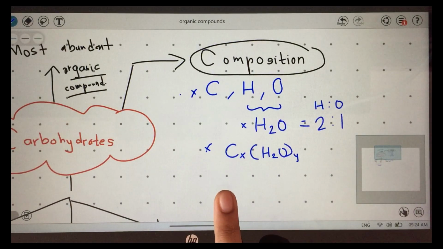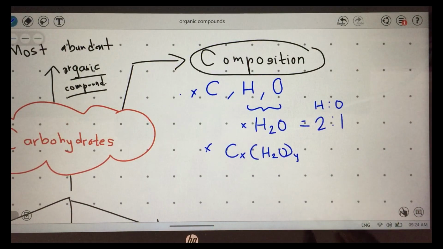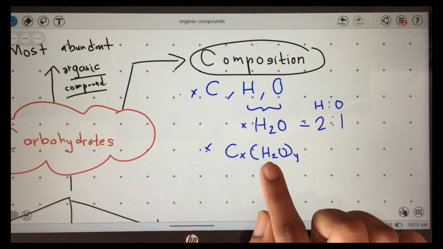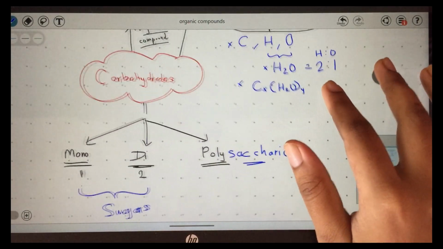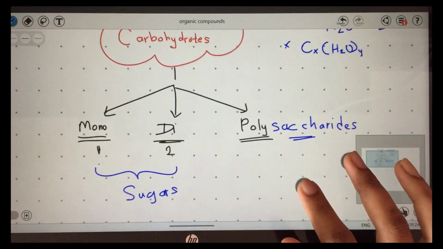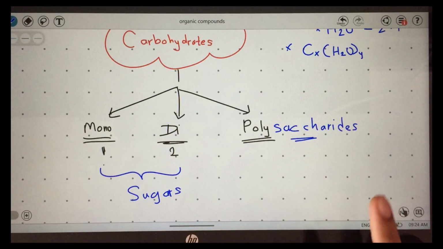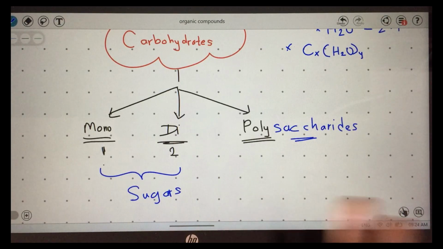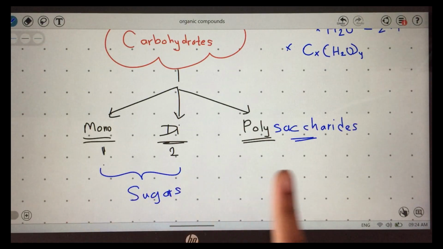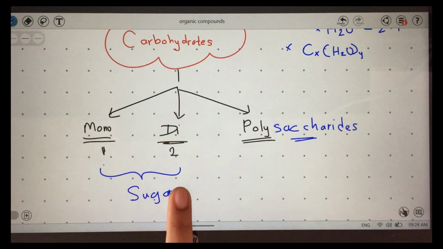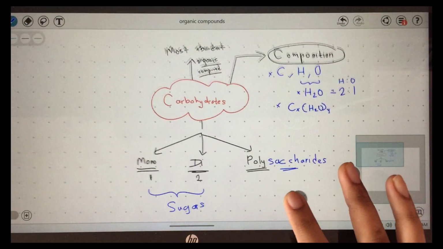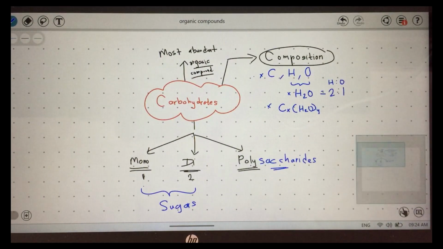Then the third point that we have is the general formula, CxH2O(Y). Okay, and then we have three groups of carbohydrates, like we know this already. In O level also we have it: monosaccharide, disaccharides and polysaccharides. And then I told you mono and di are going to be considered sugars. Polysaccharide is not considered as a sugar. So that's the introductory bit for carbohydrates.